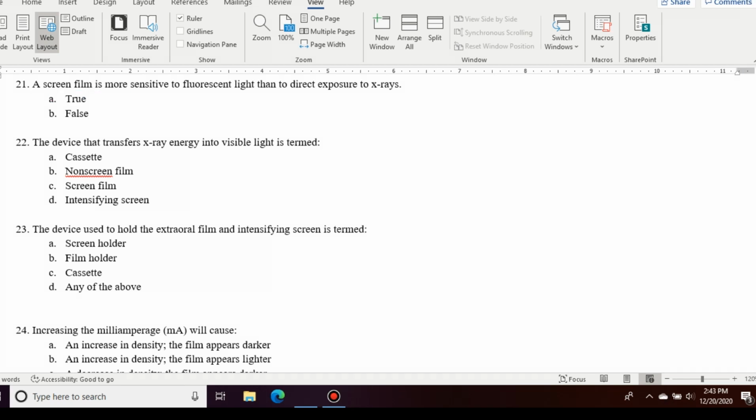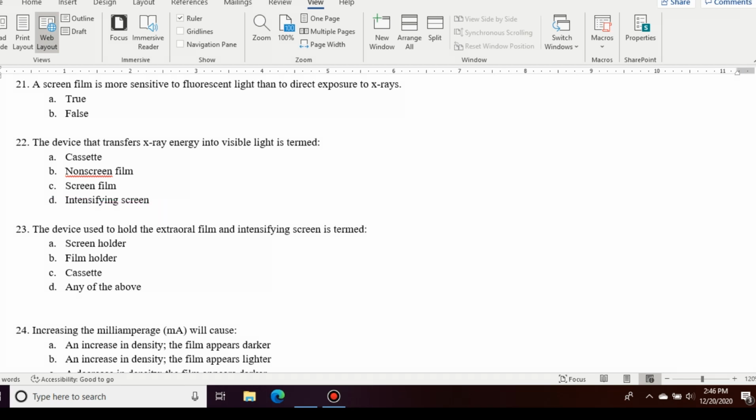22. The device that transfers X-ray energy into visible light is termed A, cassette, B, non-screen film, C, screen film, or D, intensifying screen. The correct answer is D, intensifying screen.